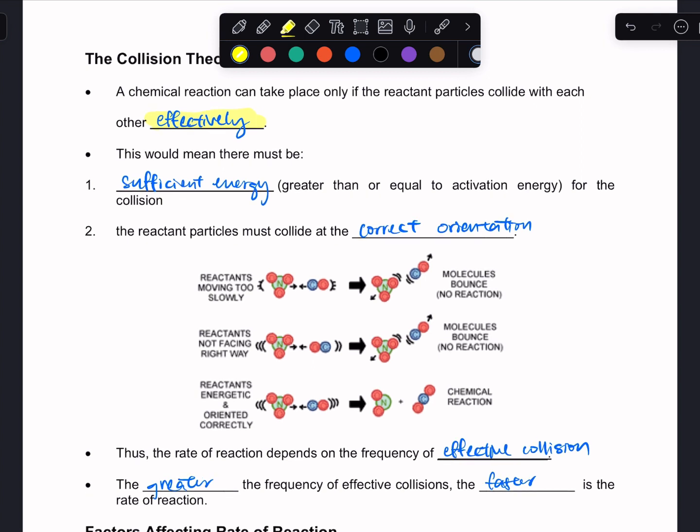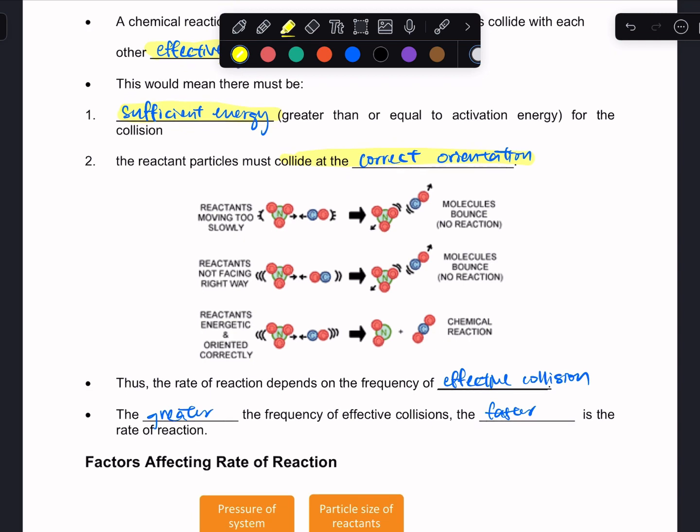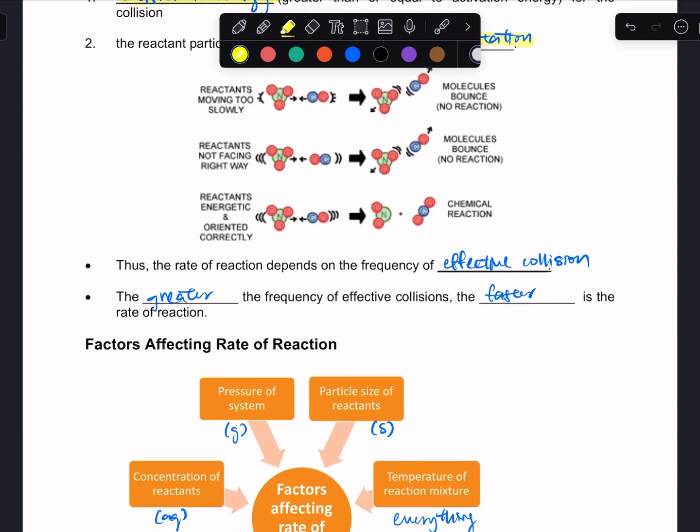Effective collisions are when reacting particles collide with sufficient energy, greater than or equal to activation energy, though you do not need to know what activation energy is, and they must collide in the correct orientation. Okay? So the rate of reaction isn't just dependent on the frequency of collisions, but rather the frequency of effective collisions. The greater the frequency of effective collisions, the faster the rate of reaction.